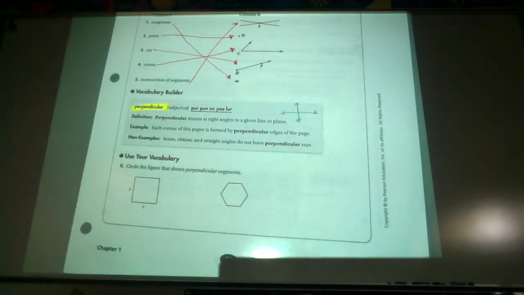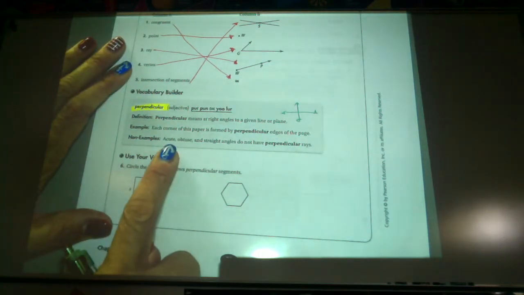So you can have 2 planes that are perpendicular to each other. They create a right angle, just like a wall can create a right angle, or 2 walls can create a right angle. Or 2 intersecting lines that create 4 right angles, or you can even have a line that's perpendicular to a plane that creates a right angle. So any of those are acceptable.